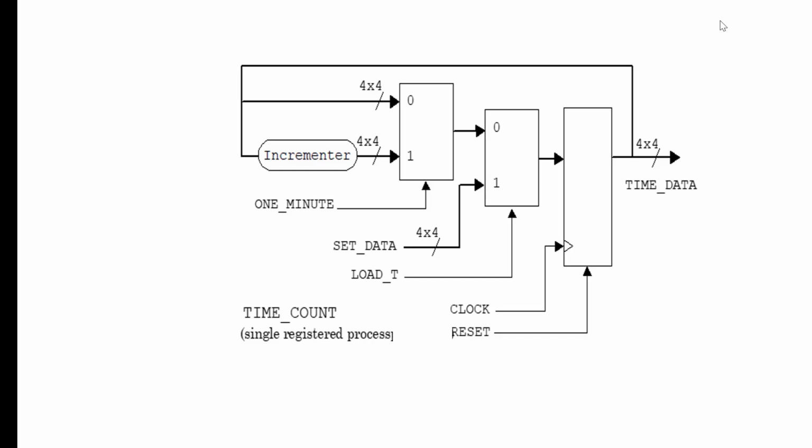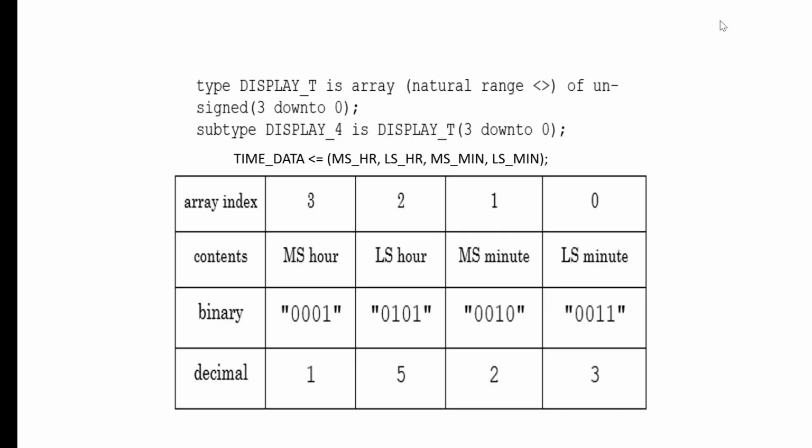Time_data and set_data consist of four 4-bit arrays, one 4-bit array for each digit in the alarm clock. This is in the BCD format. The incrementer here operates on all 4 digits, incrementing them in the pattern of a normal 24-hour clock. We know that the clock is represented by 4 decimal digits, where each digit in turn is represented by a 4-bit array. Hence, we use an array of array data type to represent the hours and minutes of the alarm clock.